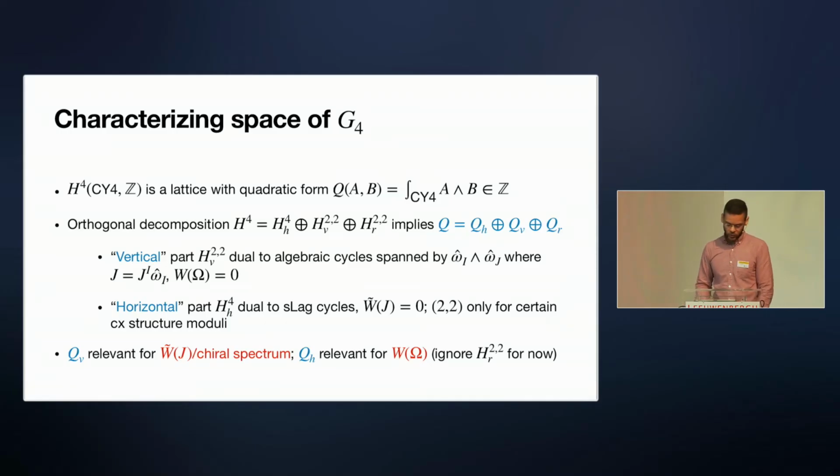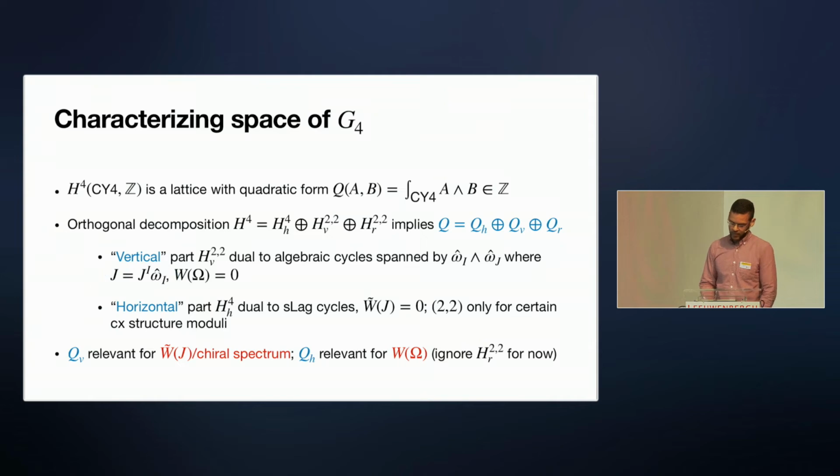So what do the vertical and the horizontal parts correspond to? Well, we can think of the vertical part, H^{2,2}_V, as containing all the 4-forms that are Poincaré dual to algebraic cycles, and it's generated by wedge products of (1,1) forms, which provide a basis of the Kähler form J.